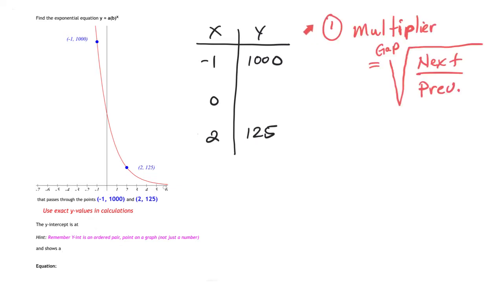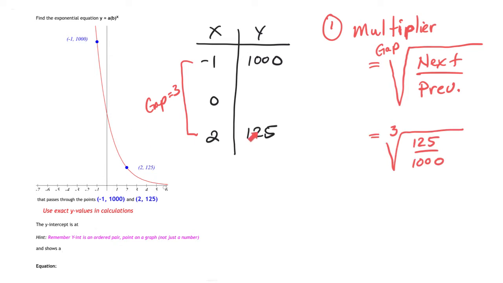The way you find the multiplier is, first of all, know the formula for it. You have to take the gap root of next over previous. The gap is found by looking at how far apart these two numbers are, from -1 to 2. If you simply subtract 2 minus -1, or just know that they're going to be 3 units apart, the gap is equal to 3. Now that presents a new kind of problem because we haven't done a lot of third roots before up to this point.